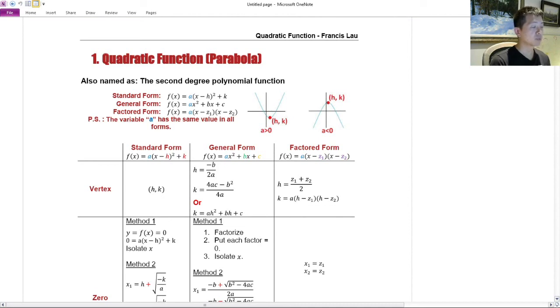What is quadratic function? There's actually another name for it. It's called the second degree polynomial function. Why does it call second degree?